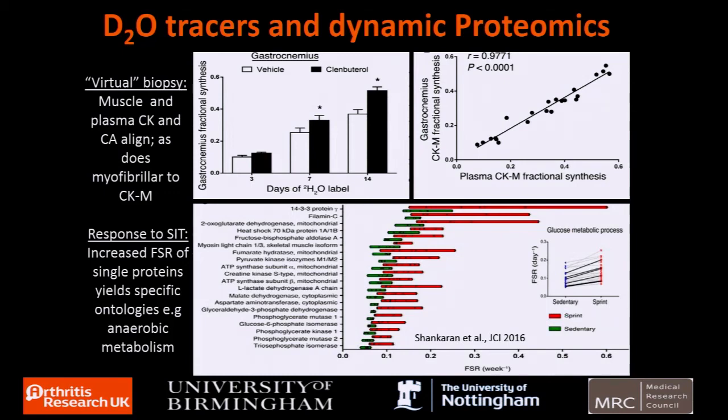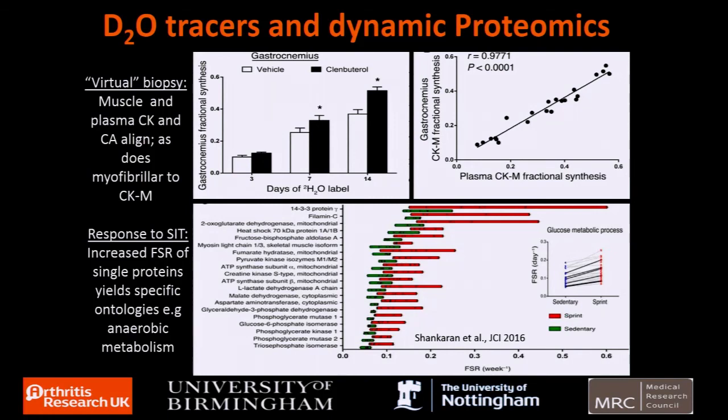So here's CK, creatine kinase, muscle-specific. Around 90% of this particular CK is expressed principally in skeletal muscle. When they looked at the correlation between the synthesis rate of creatine kinase in muscle, and indeed the mixed muscle synthesis, and that of the plasma, they found a very nice correlation, suggesting that under certain circumstances, you can use D2O to generate a so-called virtual biopsy, to extrapolate what's happening in the muscle by looking at muscle-specific proteins.